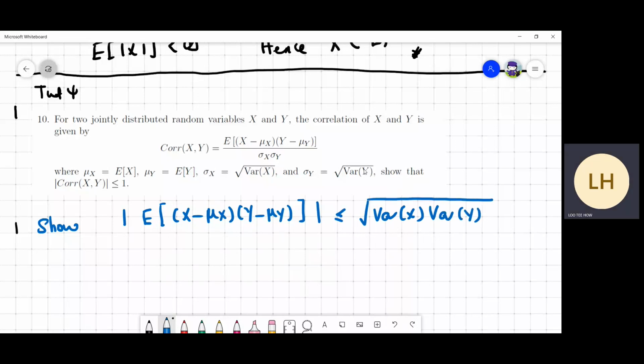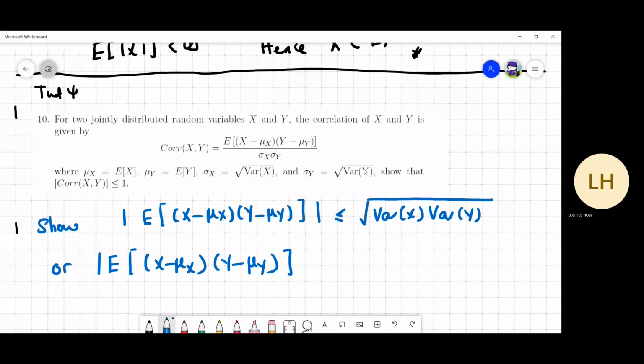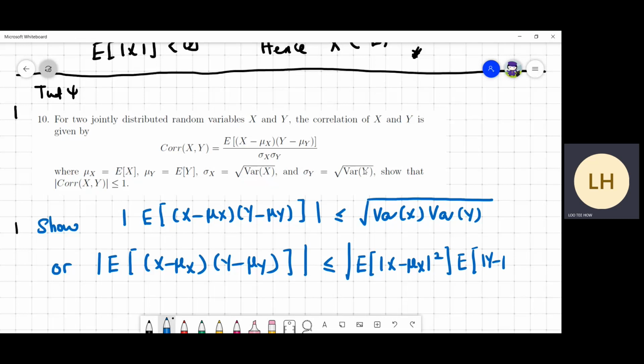All right. Okay, this is okay. By the definitions of the standard deviations of x and y, we can express this like this: E of (x minus mu x)(y minus mu y) is less than or equal to the square root of E of (x minus mu x) squared times E of (y minus mu y) squared. Okay, so this is what we want to prove.